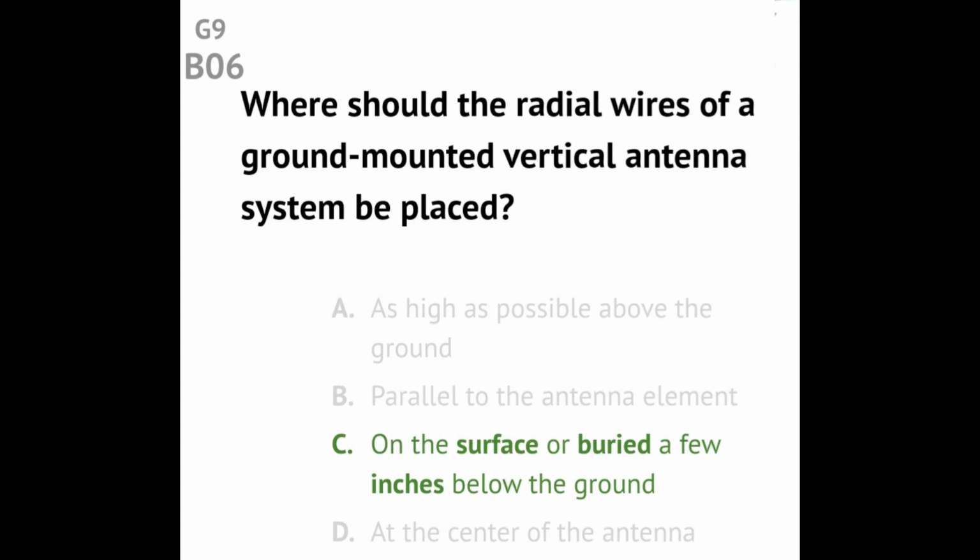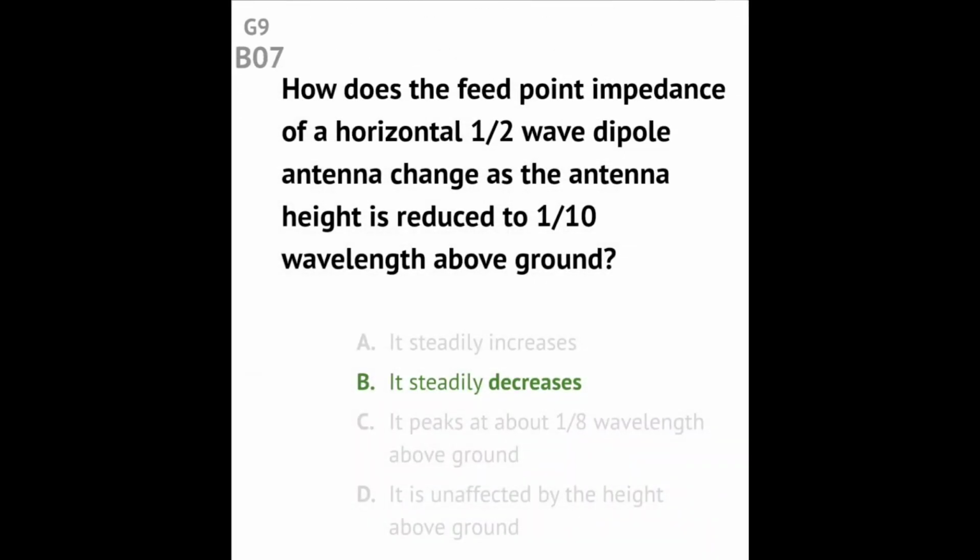Question G9B06. Where should the radial wires of a ground-mounted vertical antenna system be placed? Answer: on the surface or buried a few inches below the ground. Question G9B07. How does the feed point impedance of a horizontal half-wave dipole antenna change as the antenna height is reduced to 1/10 wavelength above the ground? Answer: it steadily decreases.